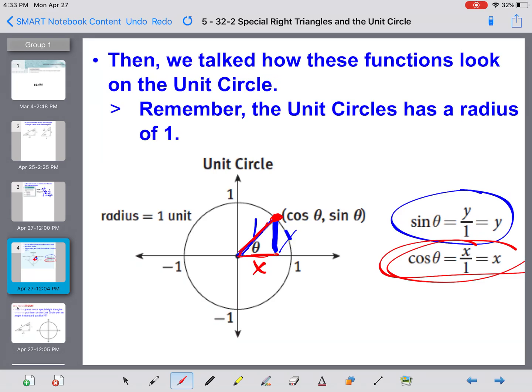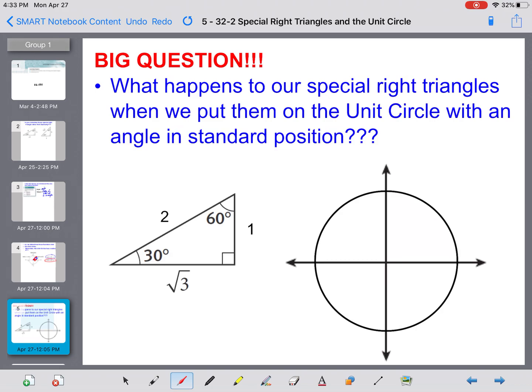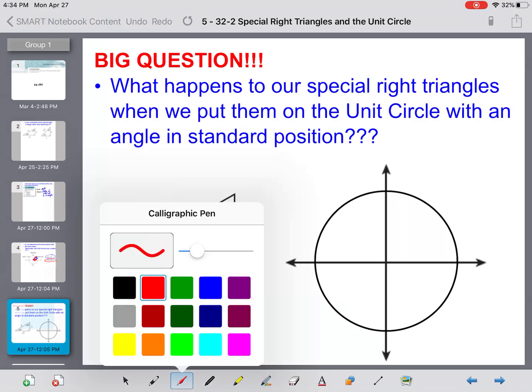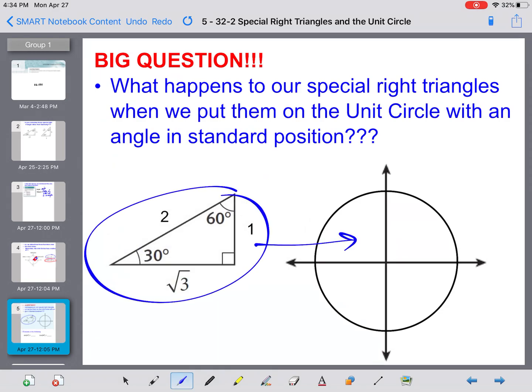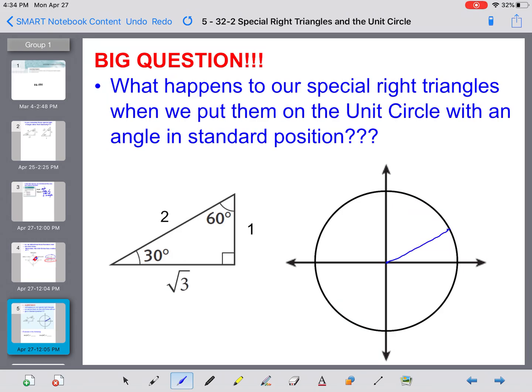So what we're going to do today is kind of combine a lot of the stuff we've been talking about. What happens if we take these special right triangles and we put them on the circle with one of the angles in the triangle in standard position, okay? So imagine we take this triangle and we pop it over here onto the unit circle. Okay, we want one of the angles to be in standard position. So let's say that 30-degree angle is right there in standard position.